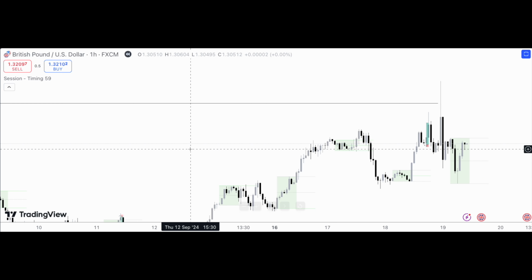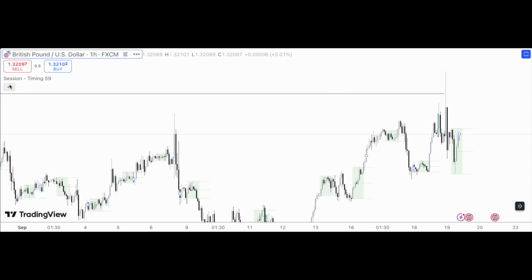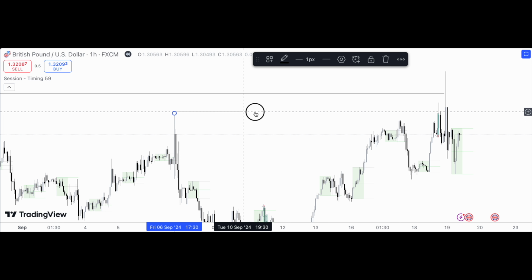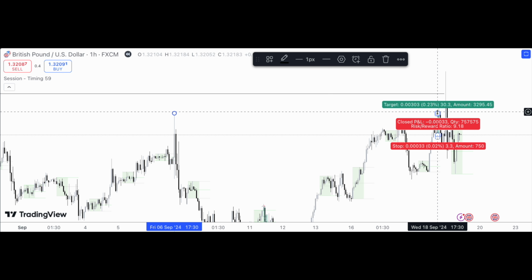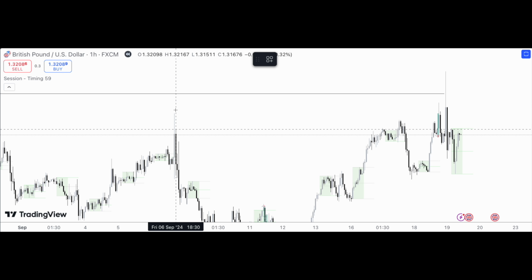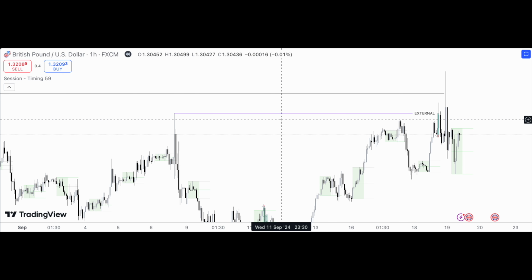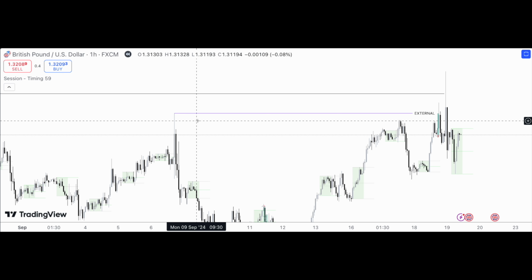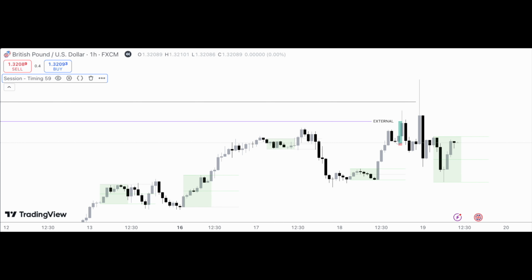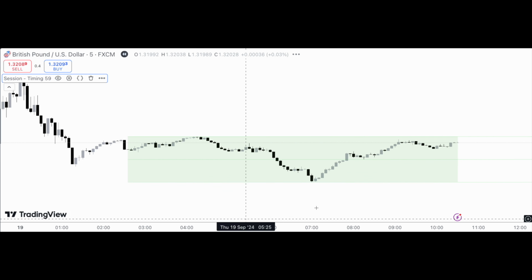So what you can see here, this is the previous day high and this is the last week's high. So let's mark this out. So this is what we are targeting for this trade. So let's go down to the 5 minute time frame.